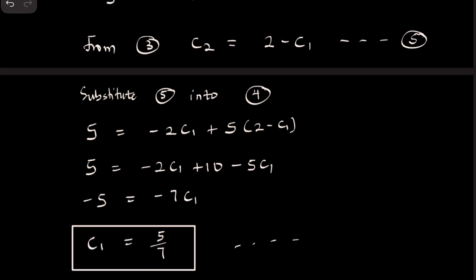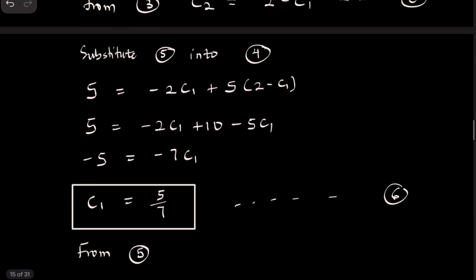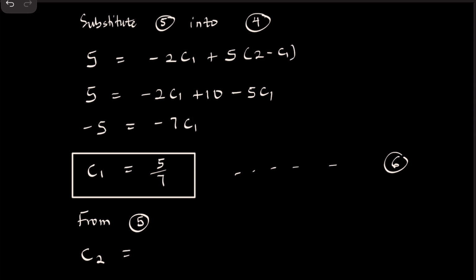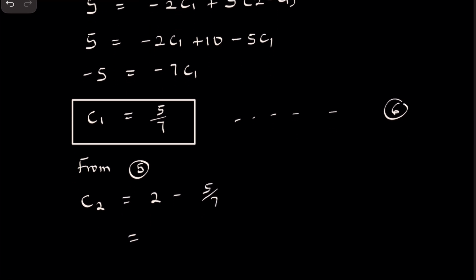So let's call this guy equation 6. So now our next goal is to find C2, right? So we can find C2 from equation 5. So we just have to substitute C1 is equal to 5 on 7 in equation 5. Then we are going to have C2. From equation 5, we are going to have C2 is equal to 2 minus C1, which is 5 on 7. Thus, we have C2 to be 9 on 7. So we now have the values for C1 and C2.